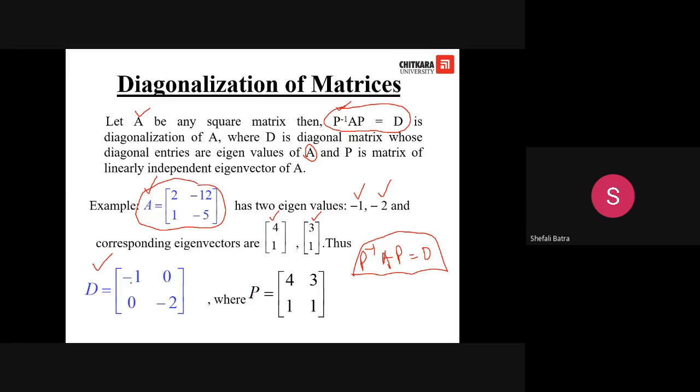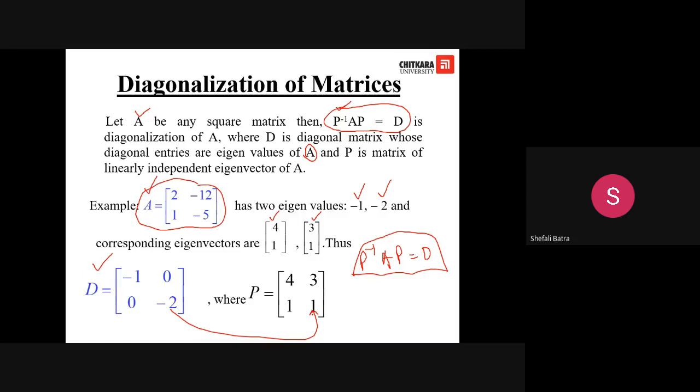If you are writing -2 over here and -1 here, then you will be interchanging these. Whatever entry you write here, the corresponding eigenvector would be in that column, and likewise for the other entry. If you are writing -2 here and -1 here, this column would be 3, 1 and this column would be 4, 1. That's all.